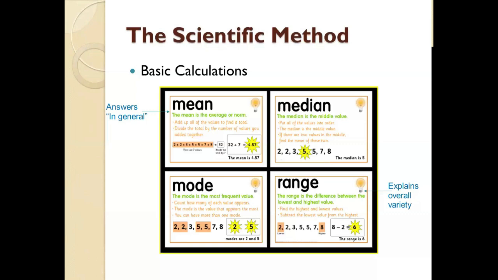Right, so some basic calculations, some of these you're aware of, just to refresh on how to get them. The mean is also known as the average. This answers the question, in general, what is typical? To get this number, you take all the data points you have, add them up, and then divide them by the total number of data points. It's finding you the in-between mark.